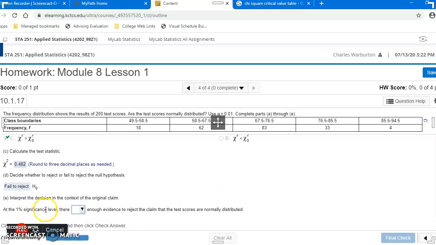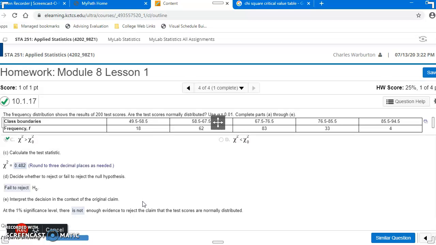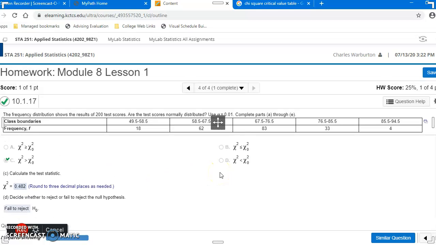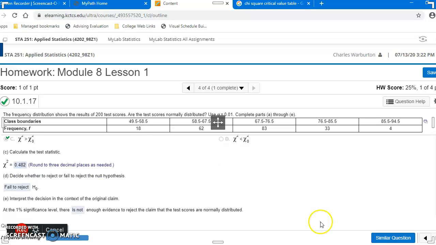At the 1% significance level, there is or is not, which one? Enough evidence to reject the claim. We do not reject the claim. Remember, fail to reject: there is not enough evidence to reject the claim that scores are normally distributed. And that is the end of it.